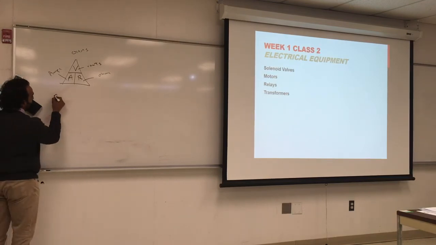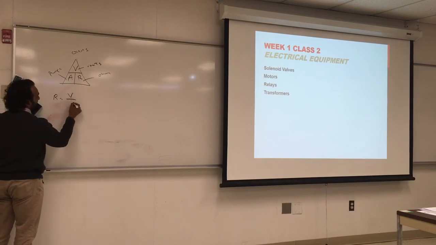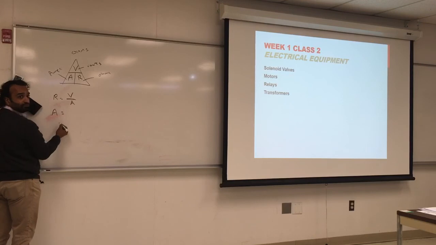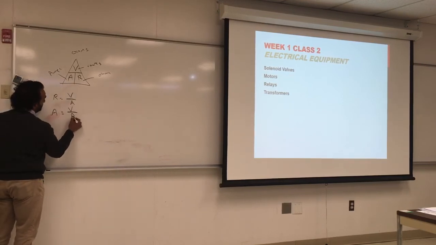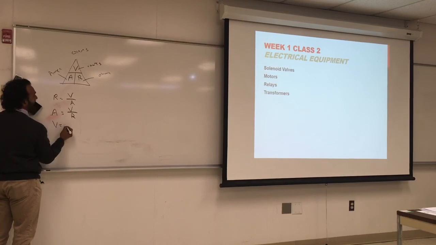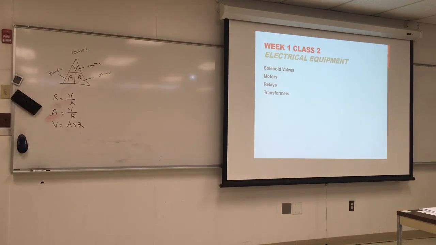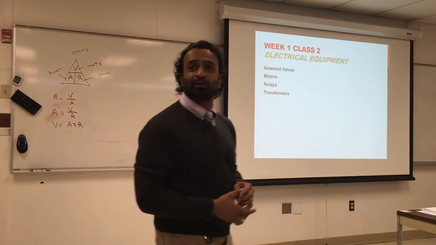So if you want to find the resistance, you cover the resistance, you divide voltage by amperage. To find the amperage, voltage divided by resistance. To find the voltage, multiply resistance by amperage. So that's Ohm's law. Hopefully you remember it. It's over there, it's going to stay over there.